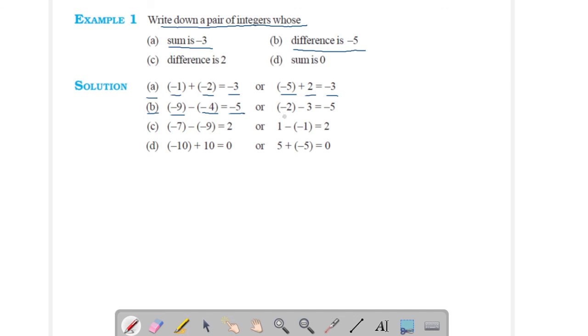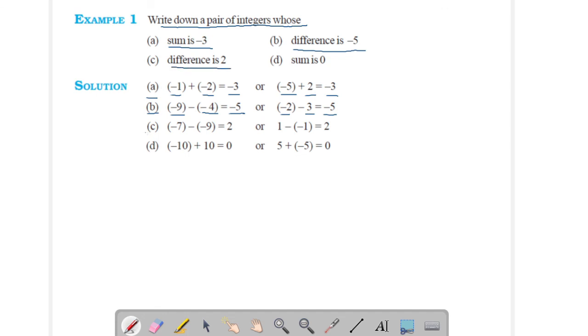Also, if you take two integers minus 2 and 3 and subtract, again you will get minus 5. That is minus 2 minus 3, you will get minus 5. Minus 2 and 3 are also two integers whose difference is minus 5. Now C part, difference is 2.